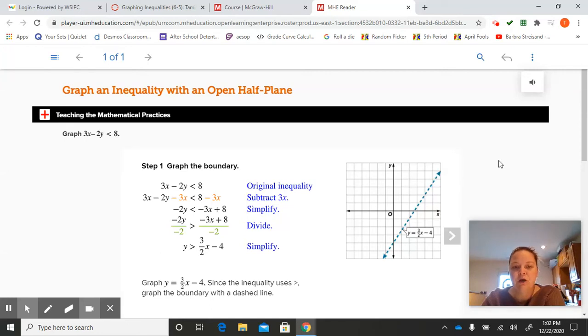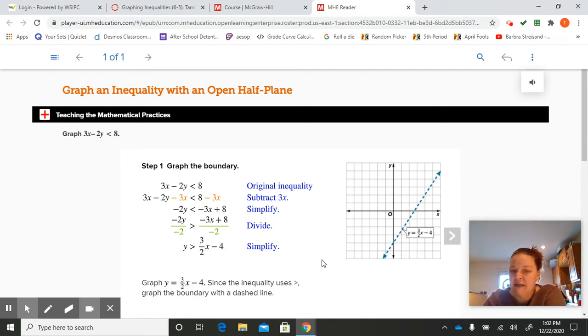Here are the steps to graph an inequality. So we have the inequality 3x minus 2y less than 8. The first thing we have to do is get our inequality into slope-intercept form, so that we have a slope and an intercept. More commonly, you remember seeing it as y equals mx plus b.